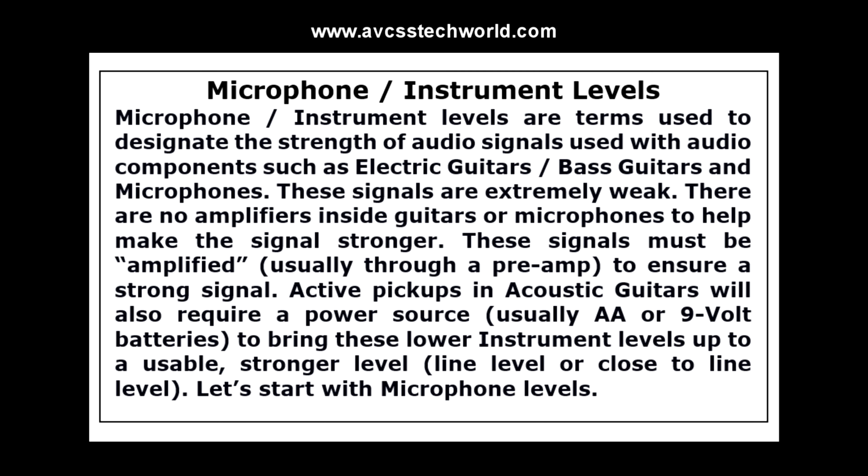What are microphone and instrument levels? Microphone and instrument levels are terms used to designate the strength of audio signals used with audio components such as electric guitars, bass guitars, and microphones. These signals are extremely weak. There are no amplifiers inside the guitars or microphones to help make the signals stronger. These signals must be amplified, usually through a preamp, to ensure a strong signal.